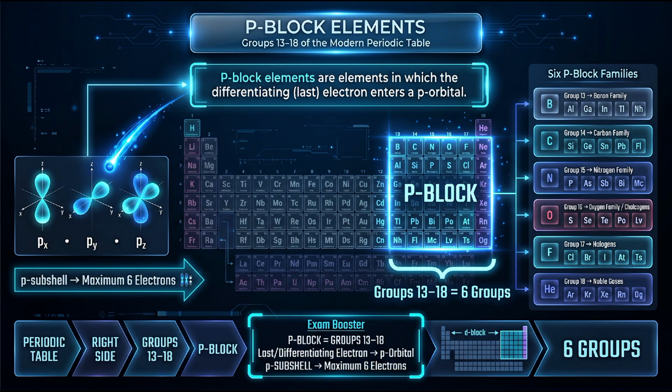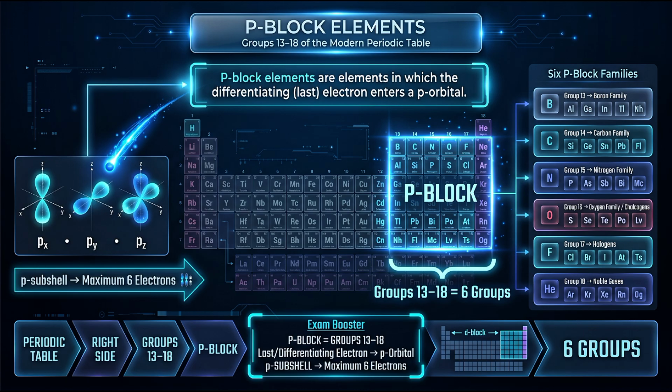The general valence shell electronic configuration of p-block elements is written as ns2, np1 to np6. Here, n represents the principal quantum number or the outermost shell. The s subshell contains 2 electrons, while the p subshell contains between 1 and 6 electrons depending on the group.